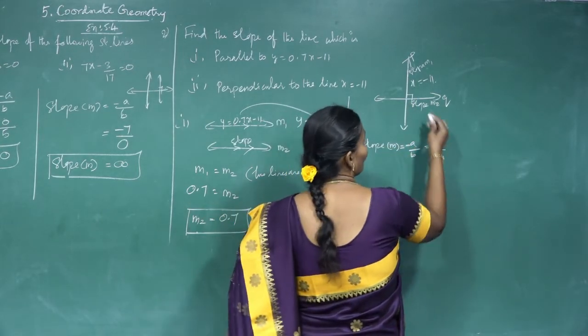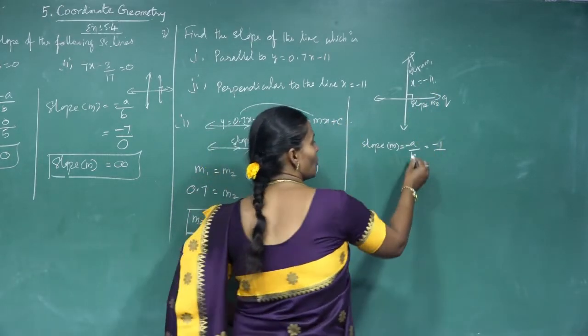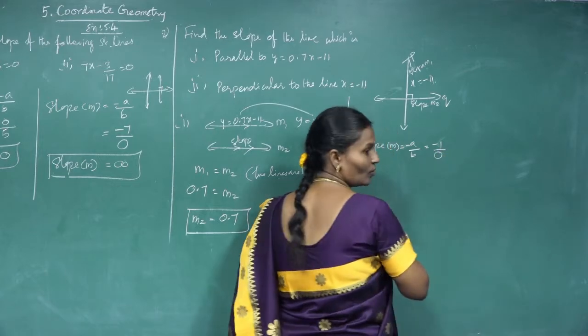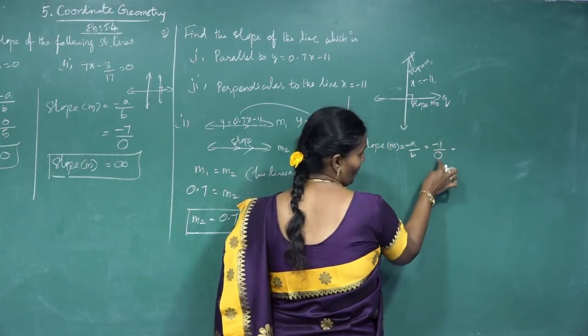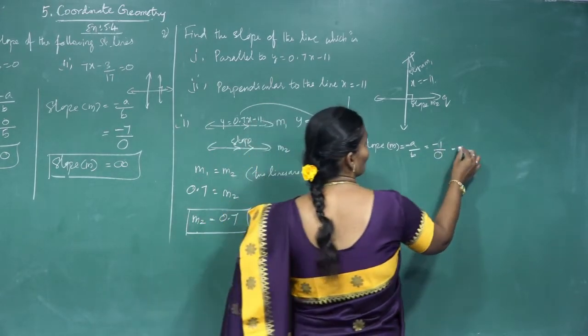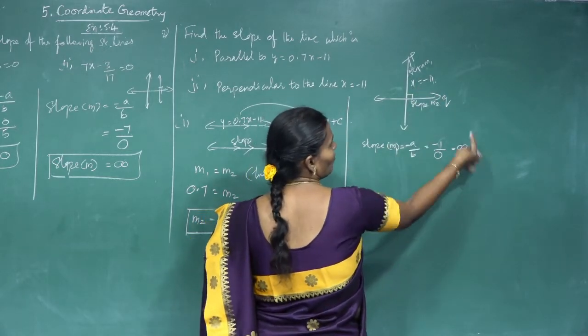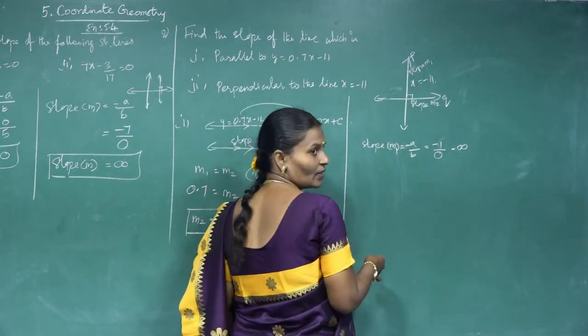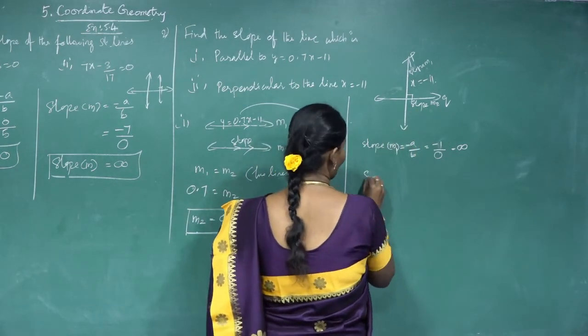Here there is no y term, so b is equal to 0. So what is the value? Minus 1 by 0. Anything divided by 0 is infinite. So the slope m1 is equal to infinite. Understand, children? Okay.